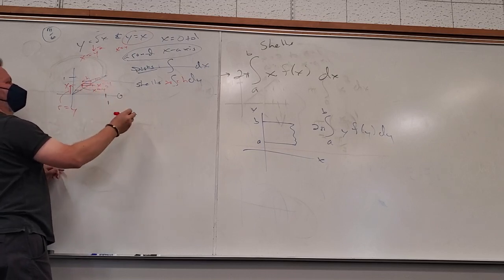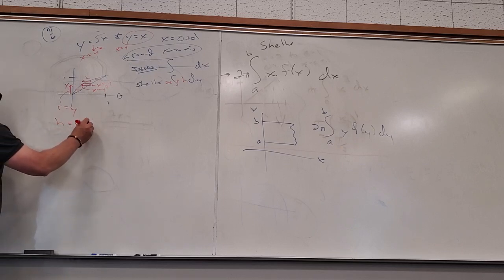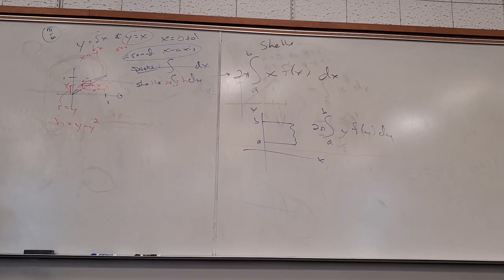So what is the height? Y minus y squared. I think our brains say y squared is bigger than y. But is y squared bigger than y here? No. For things between 0 and 1, y squared gets smaller, right? That's why a parabola does the dip down and then goes up.